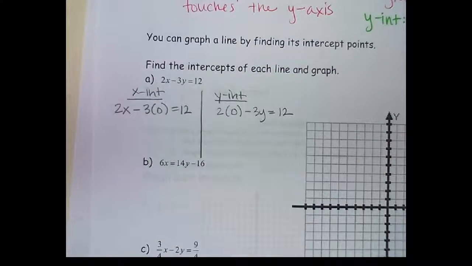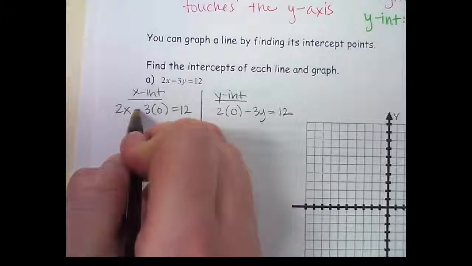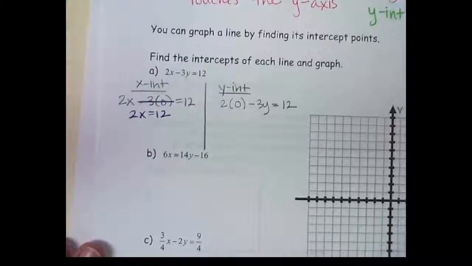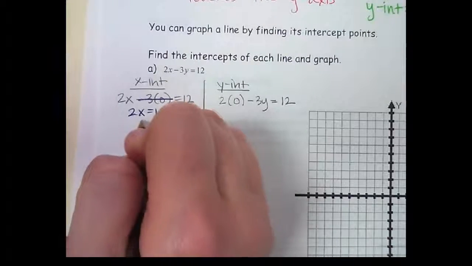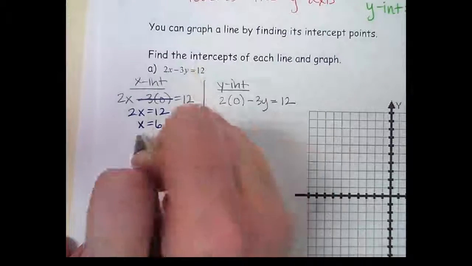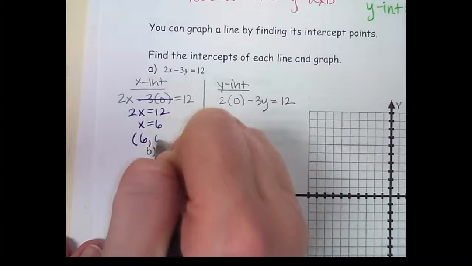And then just solve. So I have 2x equals 12. So x equals 6. Remember, don't leave it like that. We're going to write that as a coordinate point, 6, comma, 0.